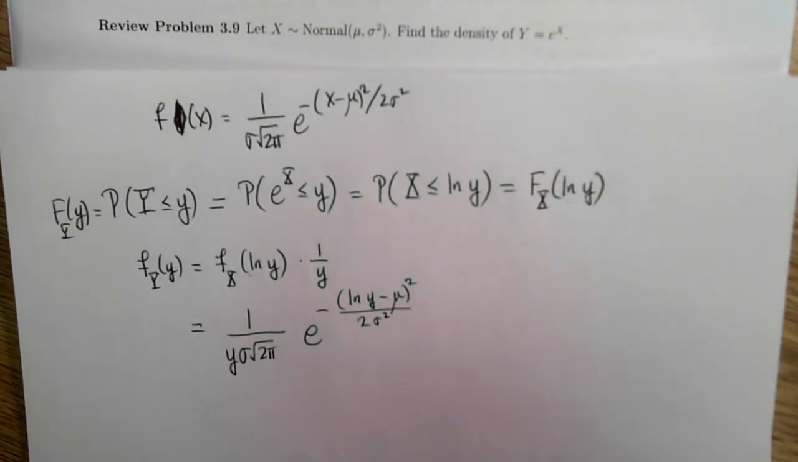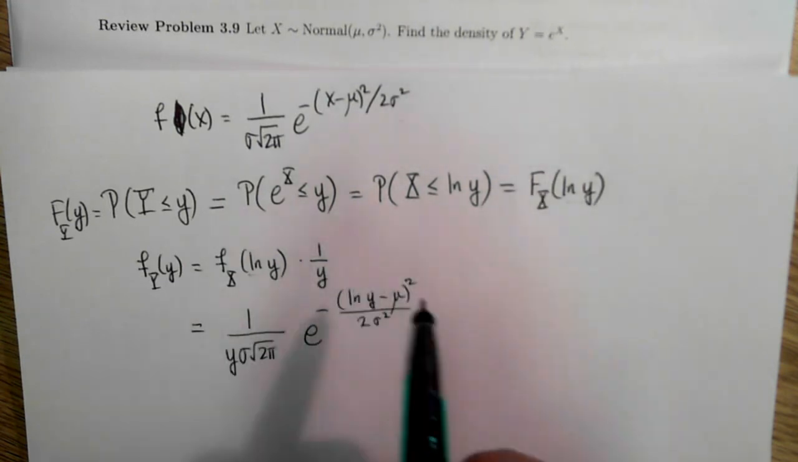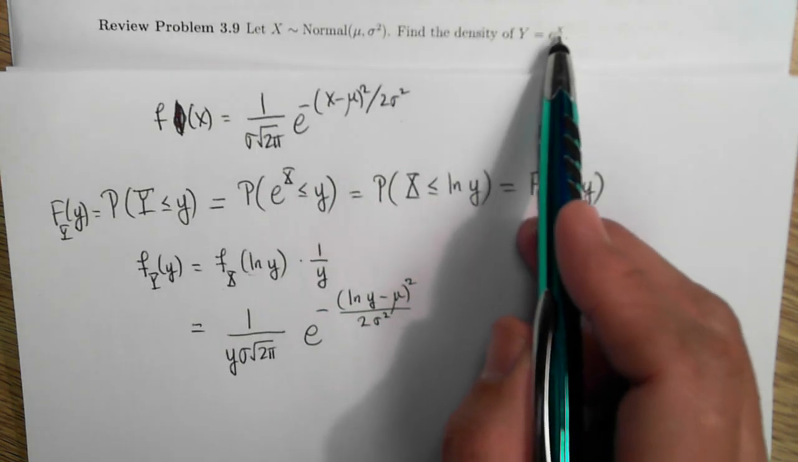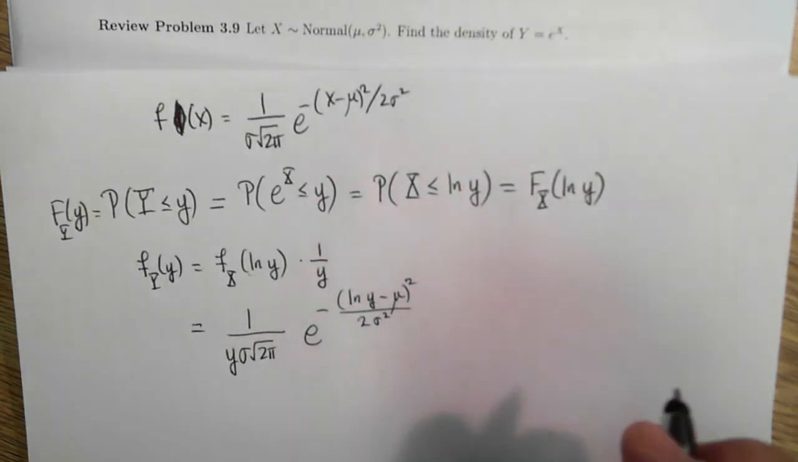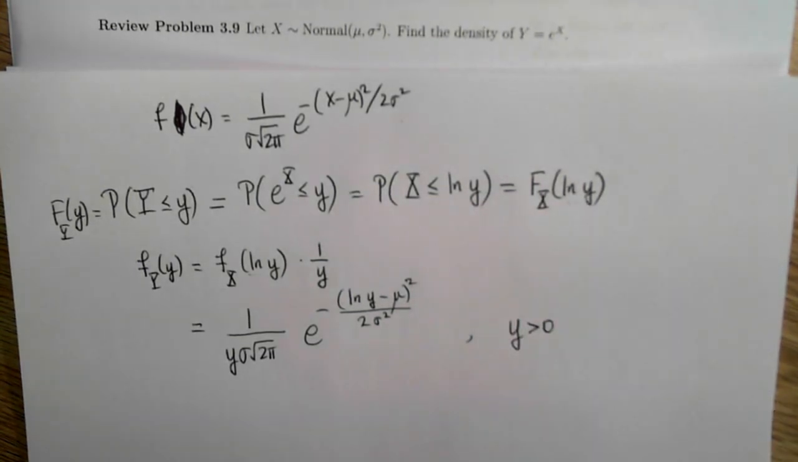Now what are the possible values of y here? Let's see, so Y is equal to e to the X, so X can be any real number. If I take e to any real number, that number must be positive. So this takes values if y is greater than 0.